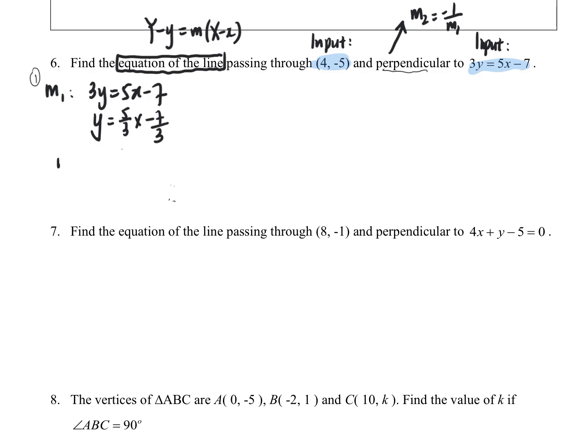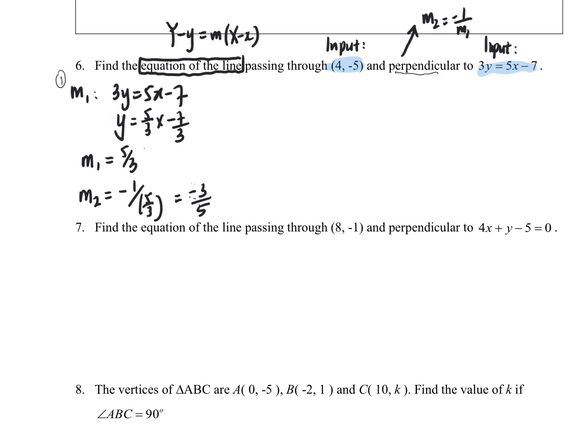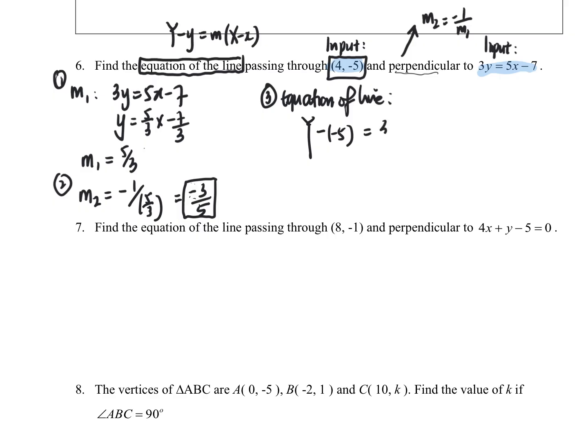Okay, so the gradient of the first line is 5 over 3. The gradient of the perpendicular line is the negative reciprocal. So you flip it, it becomes minus 3 over 5. So this is for the perpendicular line. Okay, knowing the gradient, knowing 1 point, you can now find the equation. So number 3 is finding the equation of the line. So you use the formula big Y minus the small y equals gradient times big X minus the small x. Okay, so your equation is just this one.